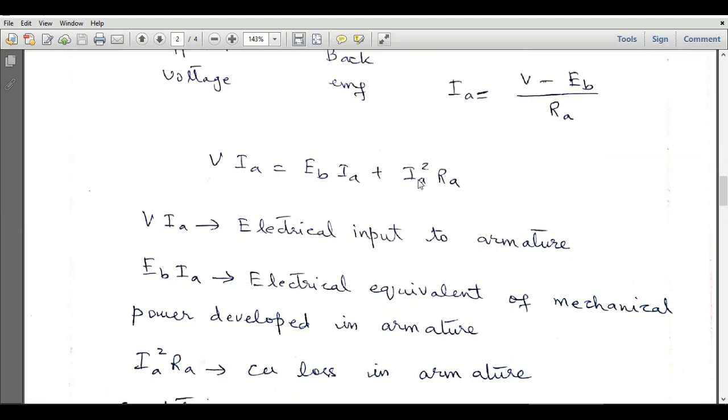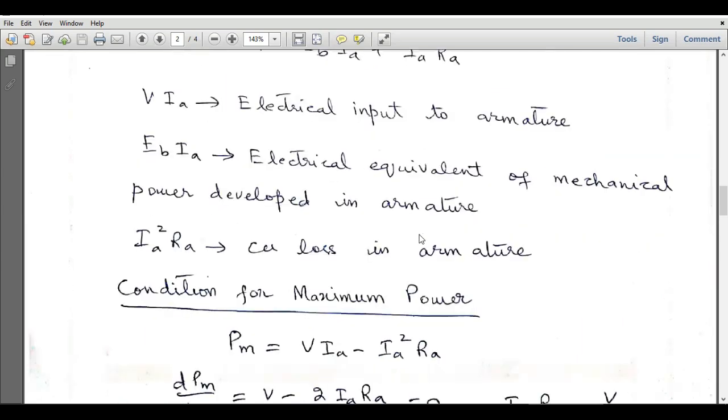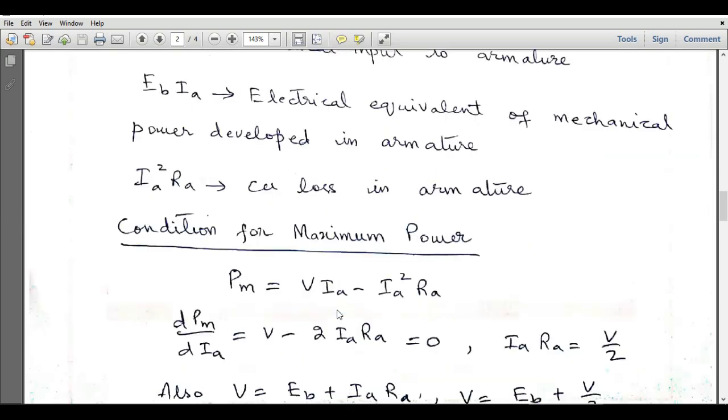And Ia squared Ra is the copper loss in the armature winding, right? So this is the electrical input to the armature, this is the electrical equivalent of the mechanical power developed in the armature, and this is the armature copper loss. So, the condition for maximum power.